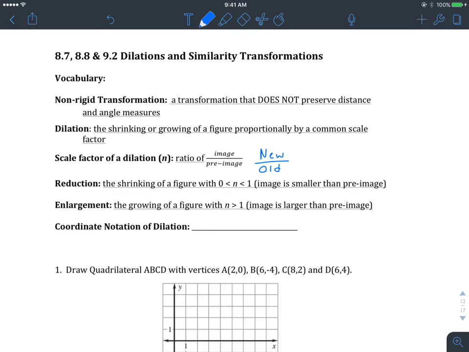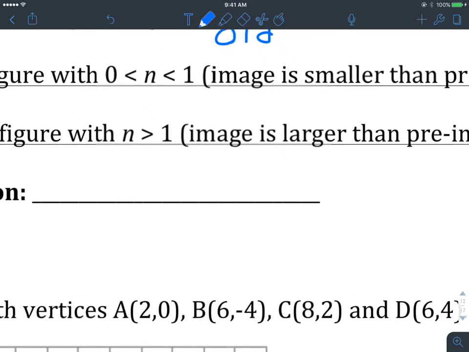And then an enlargement is exactly what it sounds like. It's when your scale factor is bigger than 1, so that means your new figure becomes a little bit bigger. Coordinate notation for a dilation: you're going to put a D, and then your scale factor, whatever that is. And then you do that to each x, comma y.